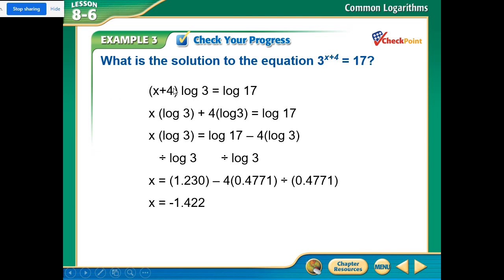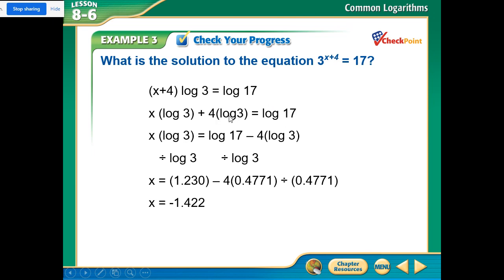Now this is in parentheses. You'll want to have it in parentheses so I can distribute the log 3. So it's x log 3 and 4 log 3. I just use parentheses to help you see where we're at. And of course, this is still just log 17.